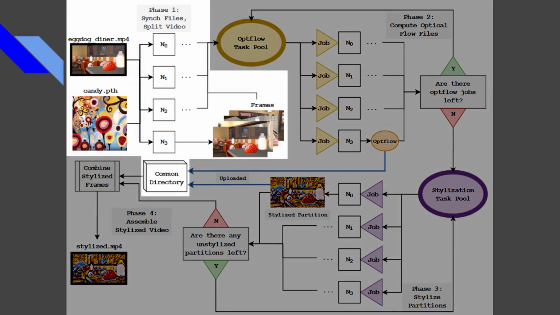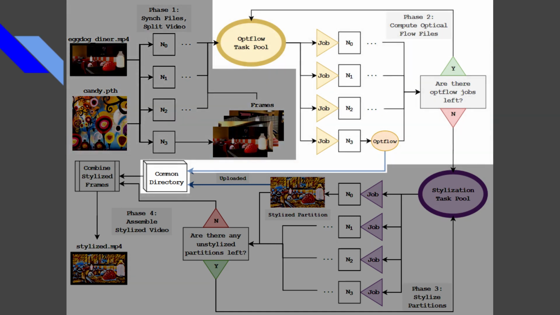First, one node splits the video into a collection of frames, storing them in the common directory. This phase also calculates the partitions used in phase 3. Partitions are sub-videos defined by the cuts in the original video. Cuts are identified manually to ensure their accuracy.